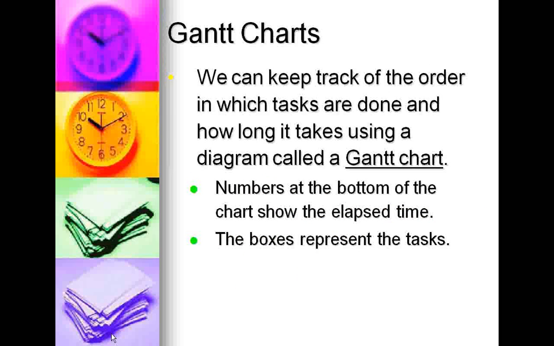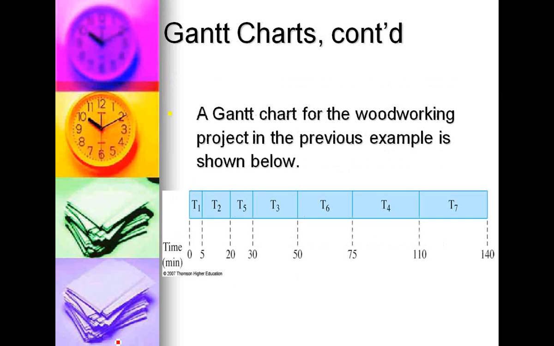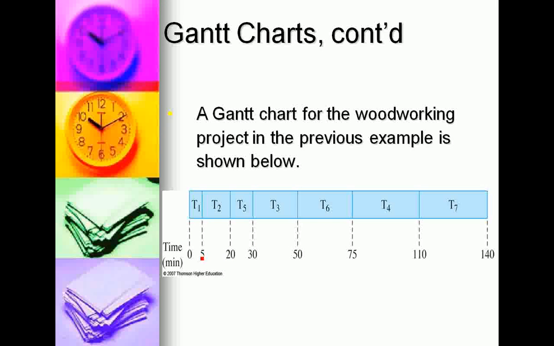Gantt charts: what we have with Gantt charts is boxes that represent the tasks, and then numbers, and it's just a continuation of the number line. So T2, and this is exactly what we just wrote a minute ago, T2 goes from 5 to 20, which is 15 minutes. But notice we say 5 plus 15 gives us the 20. So it keeps adding up to the very end, which tells us our completion time was 140 minutes.